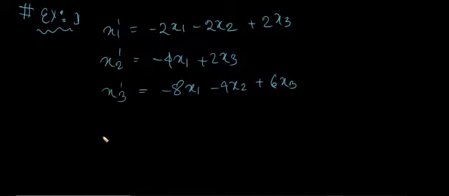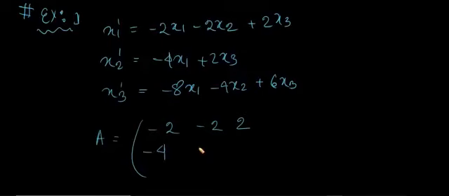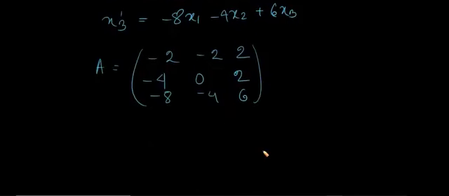This is a coupled differential equation for these three variables, and if you write this in the matrix form, you will see that the coefficient matrix A turns out to be minus 2, minus 2, 2, minus 4, 0, 2, minus 8, minus 4, 6. And if you recall, the matrix form is x prime equals Ax, and we already know from our previous lectures how to solve this. We saw the 2 cross 2 example, so we'll try to follow that and let's see what happens.